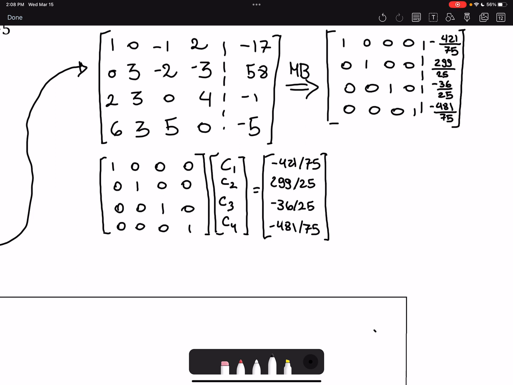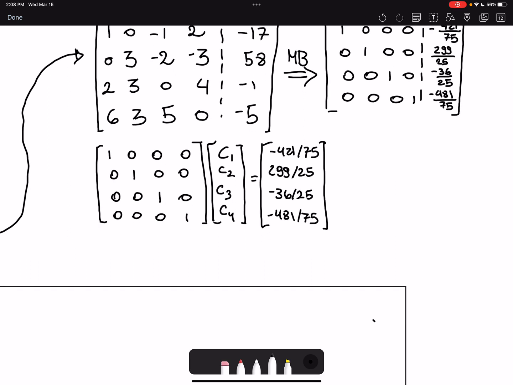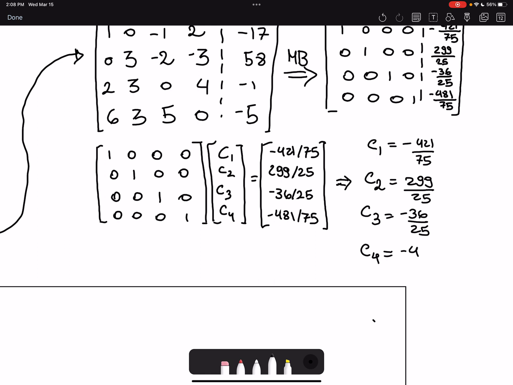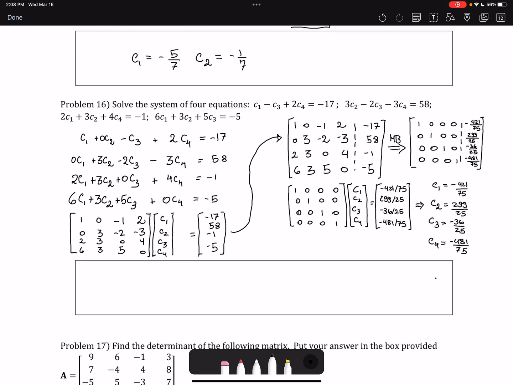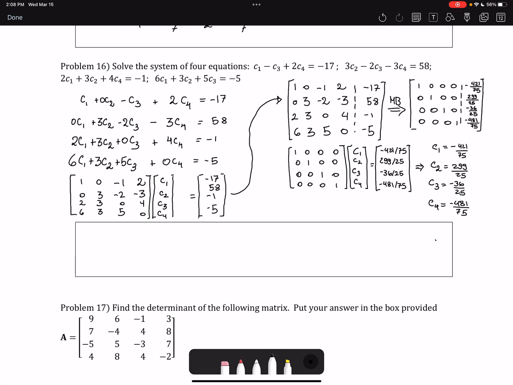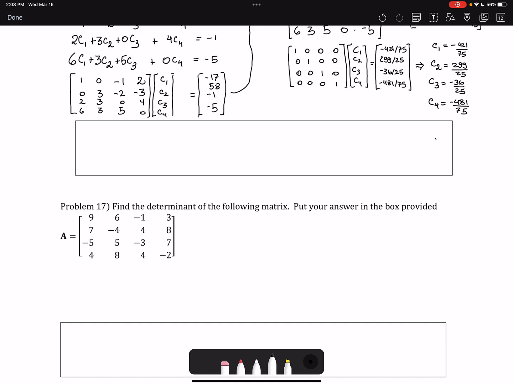And now that you have this, what's going to happen is if you execute the multiplication, you're going to get that C1 equals negative 421 over 75, C2 equals 299 over 25, C3 equals negative 36 over 25, and C4 equals negative 481 over 75. They were asking us to solve the system of 4 equations, and we just did that.